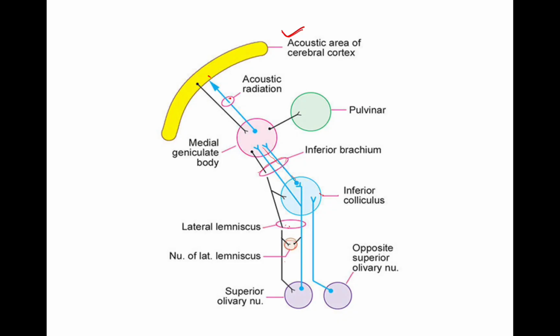Sound is coming, but is it speech? Is it noise? Is it music? All that is understood at the acoustic area of the cerebral cortex. Okay. Next is the pulvinar. We didn't speak about it. That is the nearby thalamus area that helps with attention to important sounds. You become a little more attentive towards the important sound.